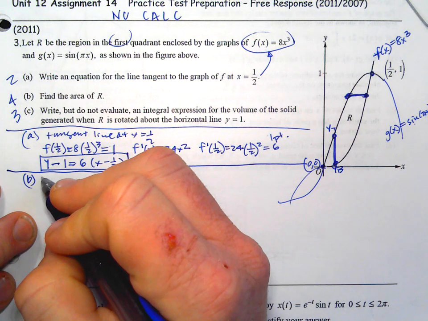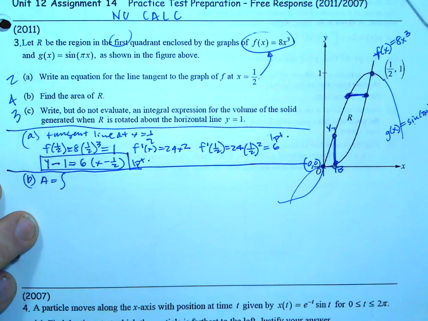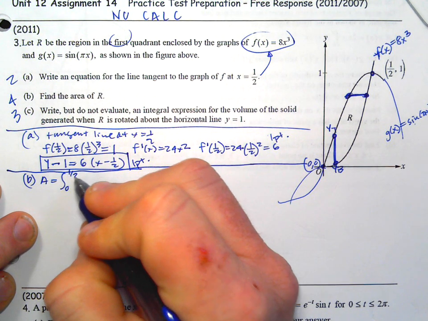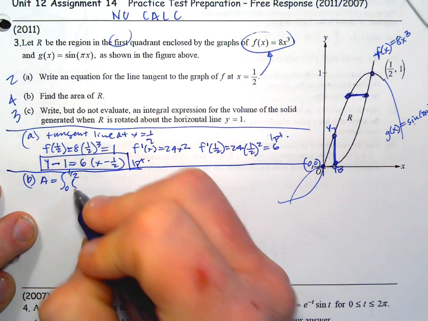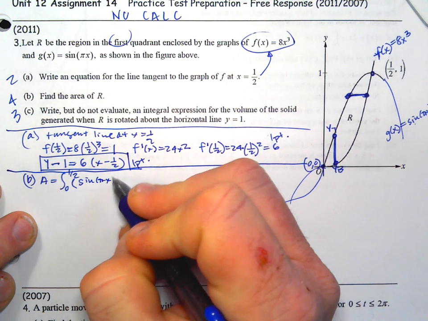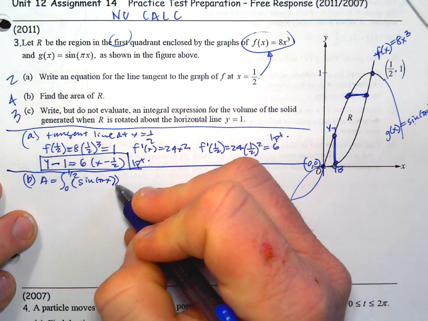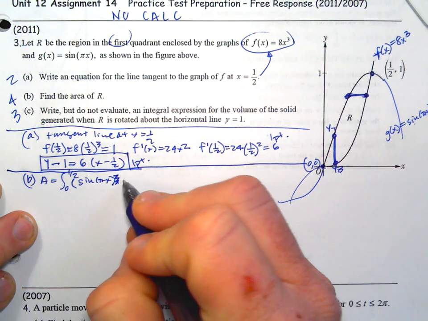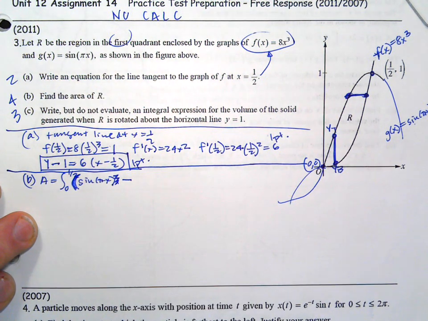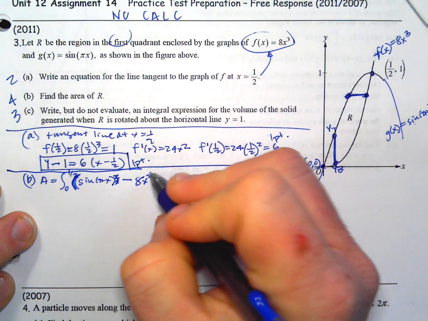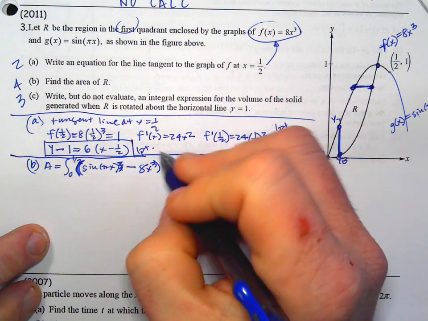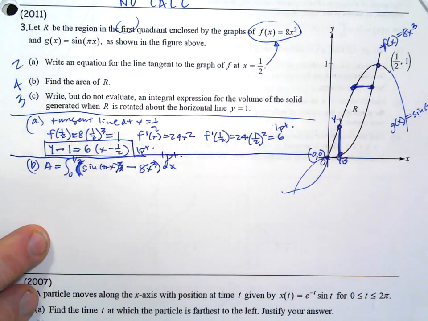So the area is going to be from left to right, 0 to 1/2, x coordinates. Y top is the sine curve. Now you could just write g there. They would be fine with that. G, sine, minus, this all needs to be in parentheses, even if you put g's. Y bottom is the cubic, 8x cubed dx. So the setup is 1 point, but we get to do these by hand this time.